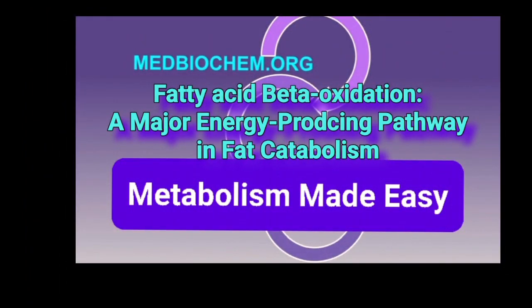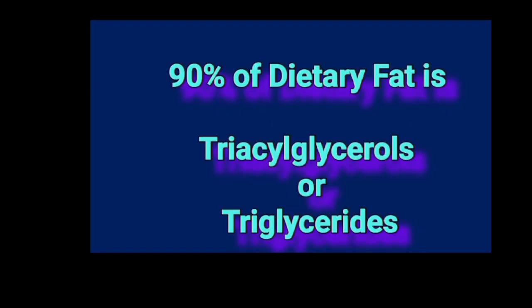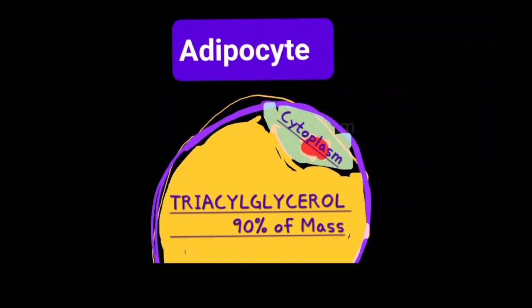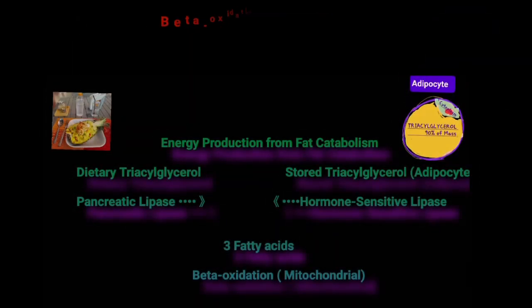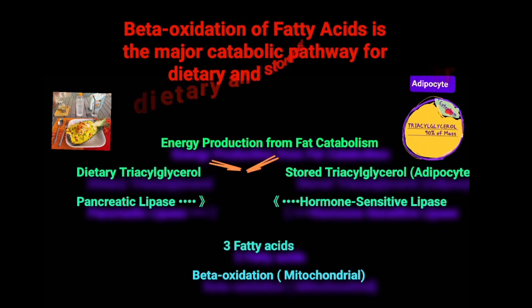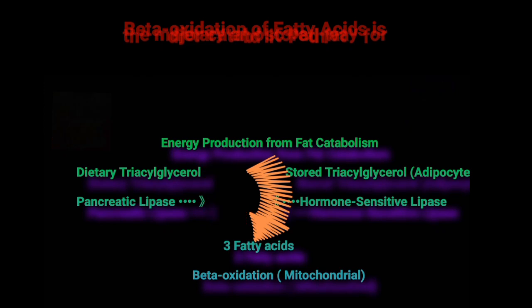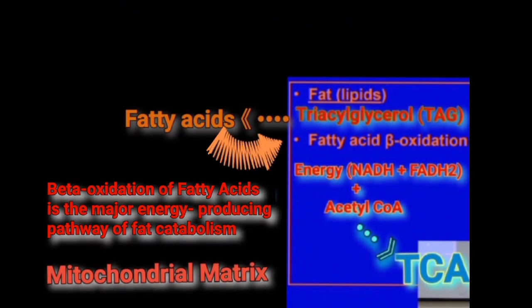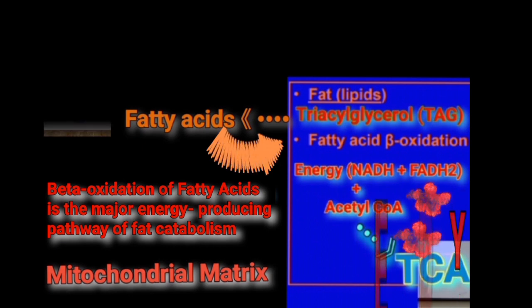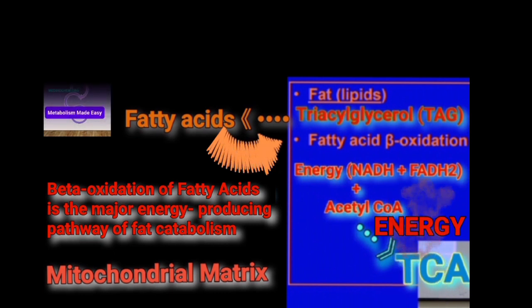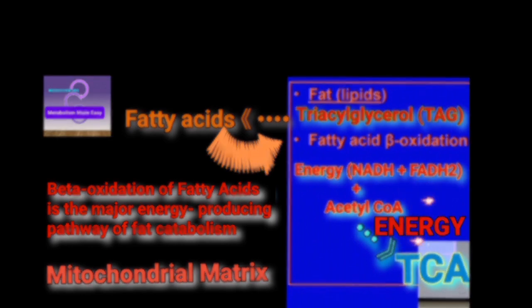Almost 90% of our dietary fat intake is in the form of triglyceride or triacylglycerol, and 90% of our stored fat in adipocytes is triacylglycerol. Beta-oxidation of fatty acids is the major catabolic pathway that produces energy from dietary triacylglycerol or stored triacylglycerol. Fat in the diet, which is, as I said, TAGs. You break down the TAGs, you get fatty acids, and you get fatty acid beta-oxidation. And fatty acid beta-oxidation produces energy as well as acetyl-CoA, and acetyl-CoA can get into the TCA cycle and give you more energy. So I just want you to kind of connect the dots here.